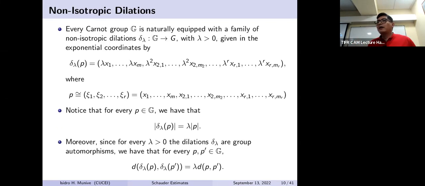And also, what are these? These Carnot groups have a very rich structure. So we have some dilations, and the dilations depend on the layer.